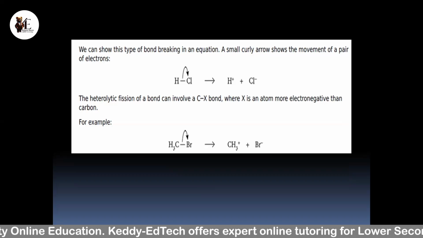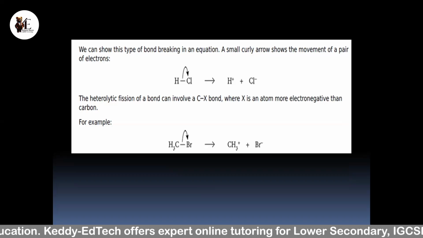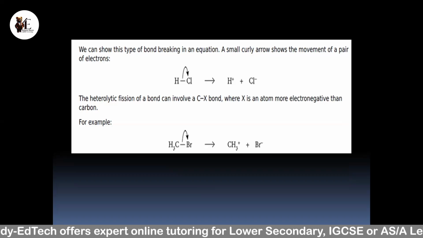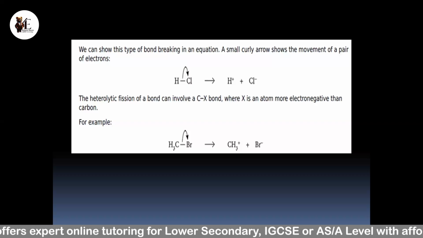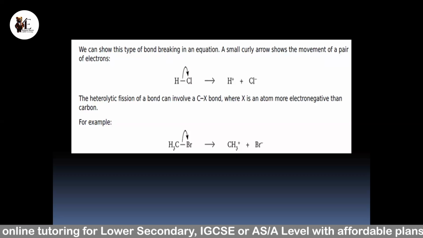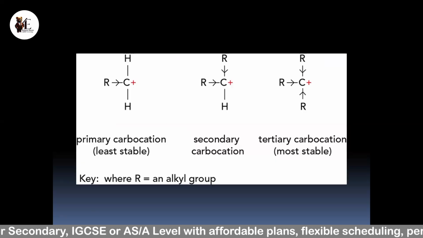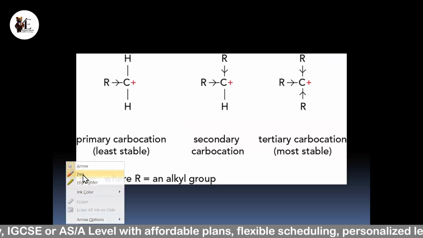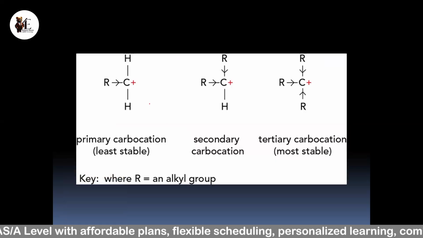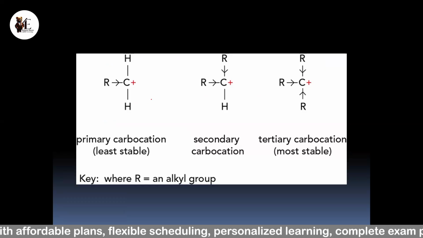That means both the electrons of a bond are transferred to the most electronegative atom, which becomes your anion, and the other atom becomes your cation. Now, as we have to study organic chemistry reactions, we have to compare the stability of the carbocations.